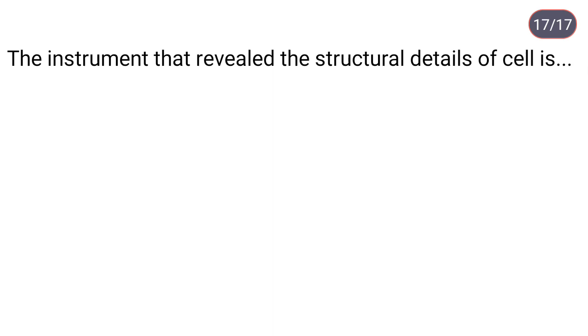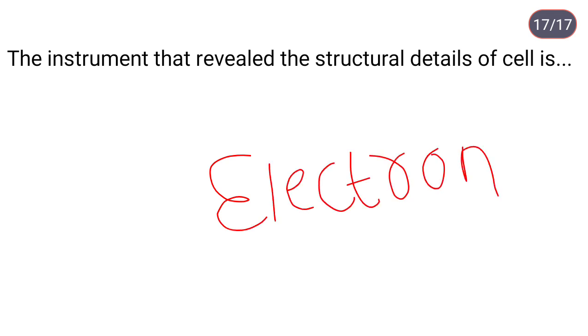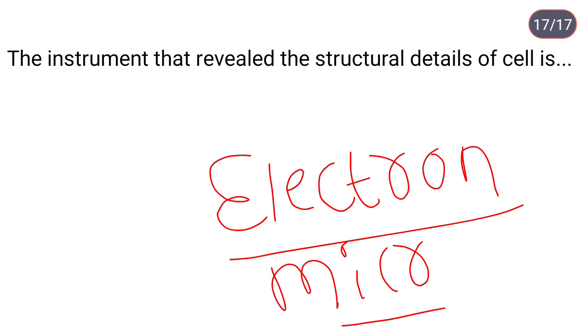The instrument that revealed the structural details of the cell is the electron microscope. With the help of the electron microscope only we are able to study the internal or anatomical structure of the cell. This is the only instrument which helps in studying the cell. That's a true statement.